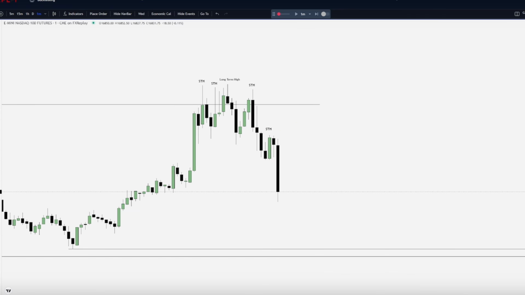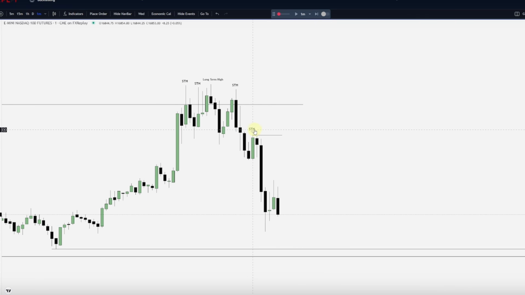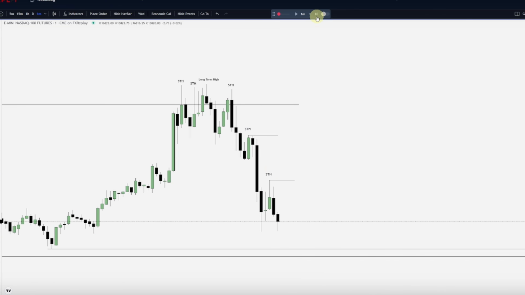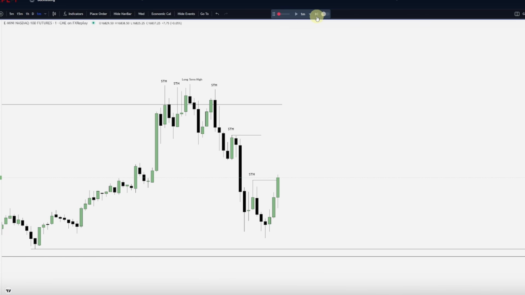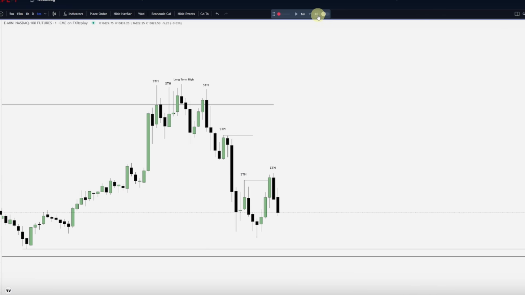Now, if we're going to form an intermediate term high, what do we need? We need price to sweep a short-term high and then put in another short-term high on the other side. Let's see if that happens. Now we have another short-term high, and the same thing. If we sweep this high, we can put in an intermediate term high. So here we get a sweep of this high. This is currently just a short-term high until we get another lower high on the right side of it.